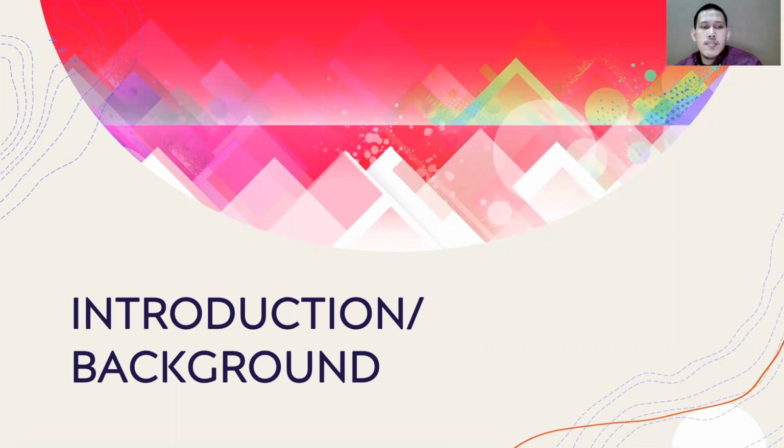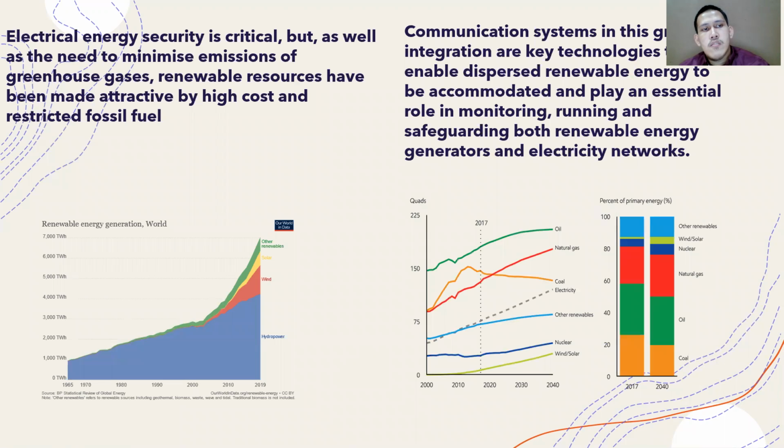We move to the next part, which is the introduction and the background of the project. For the background of the study, as we can see here, the main renewable energy comes from hydropower, which is high cost, consuming a lot of cost to develop the hydropower.